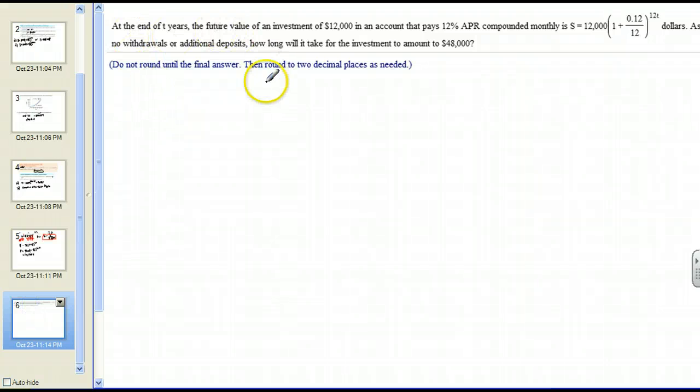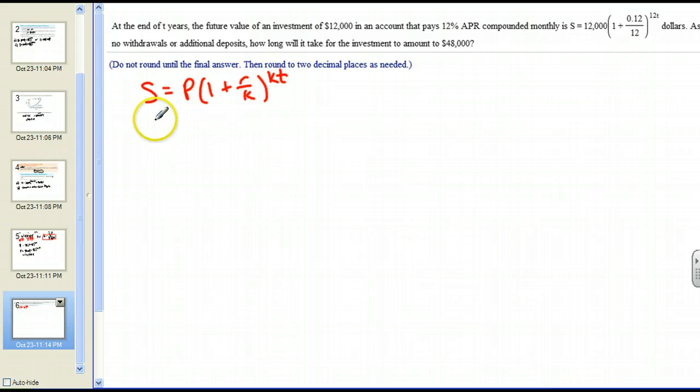At the end of T years, the future value of an investment of $12,000 in an account that pays 12% APR compounded monthly is that. Assuming no withdrawals or additional deposits, how long will it take for it to reach $48,000? Now, a couple ways you can do this. One, you can do it out by hand. We're just using the same old formula we've been using, S equals P times (1 plus r over k) to the kt.